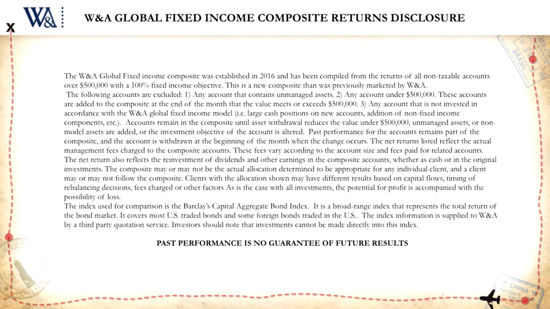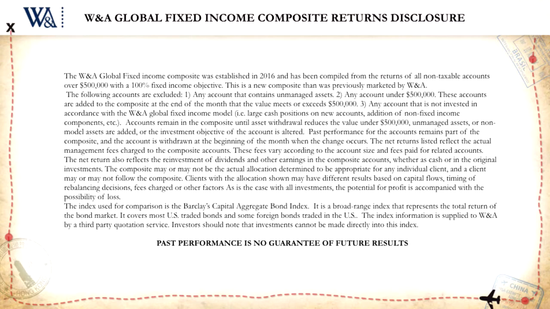1. Any account that contains unmanaged assets. 2. Any account under $500,000. These accounts are added to the composite at the end of the month that the value meets or exceeds $500,000. 3. Any account that is not invested in accordance with the WNA Global Fixed Income Model, i.e. large cash positions on new accounts, addition of non-fixed income components, etc.